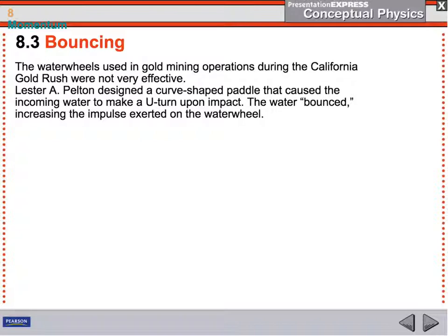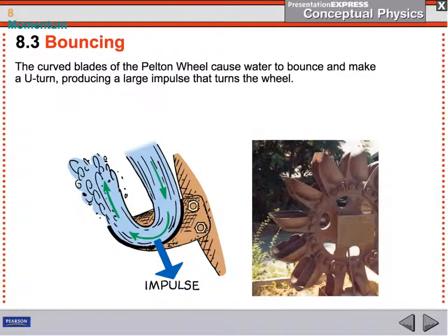Water wheels used in gold mining operations during California's gold rush were not very effective. Lester E. Pelton designed a curved-shaped paddle that caused the incoming water to make a U-turn upon impact. The water bounced, increasing the impulse exerted on the water wheel, making it more efficient. It would spin faster because you're getting multiple impulses. The curved blades of the Pelton wheel caused water to bounce and make a U-turn, producing a large impulse that turns the wheel. So here's some pictures of that.